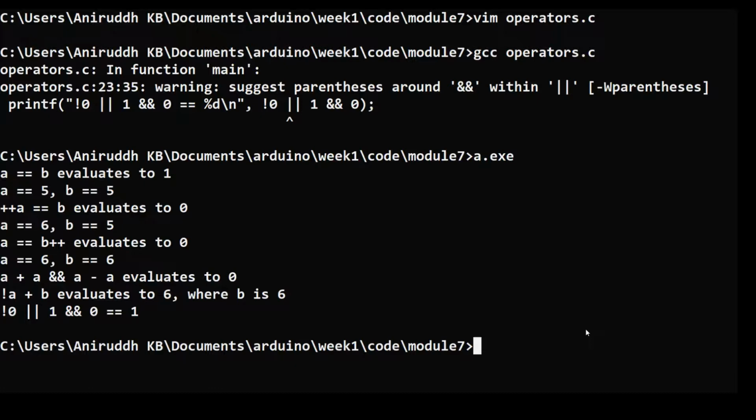So that is because that is the prefix operator. So A is incremented before the equality test occurs. So A is equal to 6, B is equal to 5. Then A is equal to B plus plus evaluates to 0 again, because that is a postfix operator. So because that is a postfix operator, first the equality is tested, then the increment occurs. So then after that A is equal to 6, B is equal to 6.